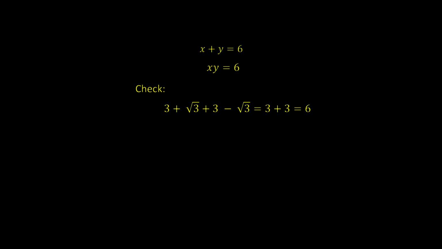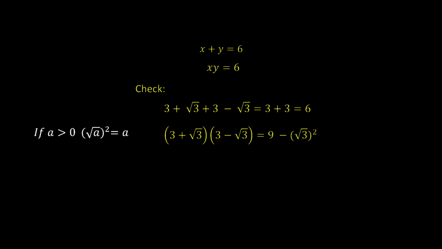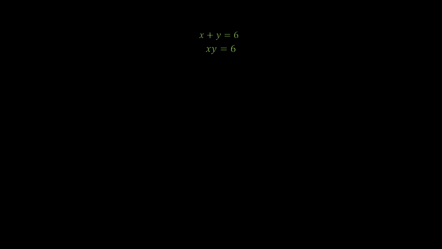We can see that the solutions add to 6. Then we multiply the two binomials by using the rule already cited, keeping in mind that, from the definition of square root, the square root of 3 squared is equal to 3. So we get 9 minus the square root of 3 squared, which is 9 minus 3, or 6. So that checks out.